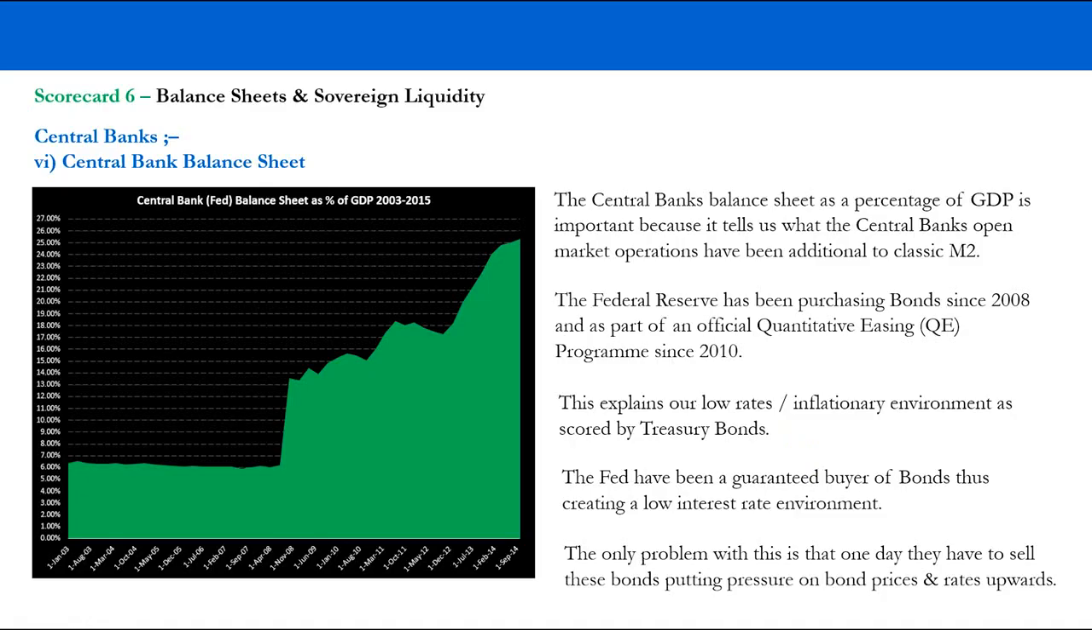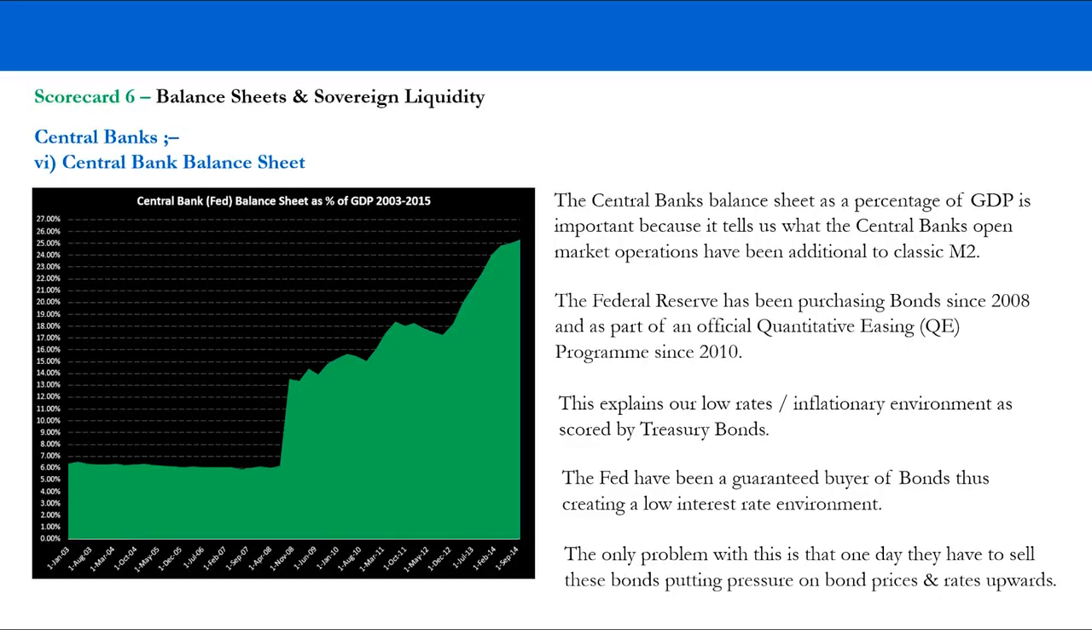Now we're going to move away from governments and onto the Federal Reserve. We're going to look at the central bank balance sheet. So why is the central bank, the Fed's balance sheet, important to us? Well, we look at this in a very similar way to government balance sheets. We look at it as a percentage of GDP.